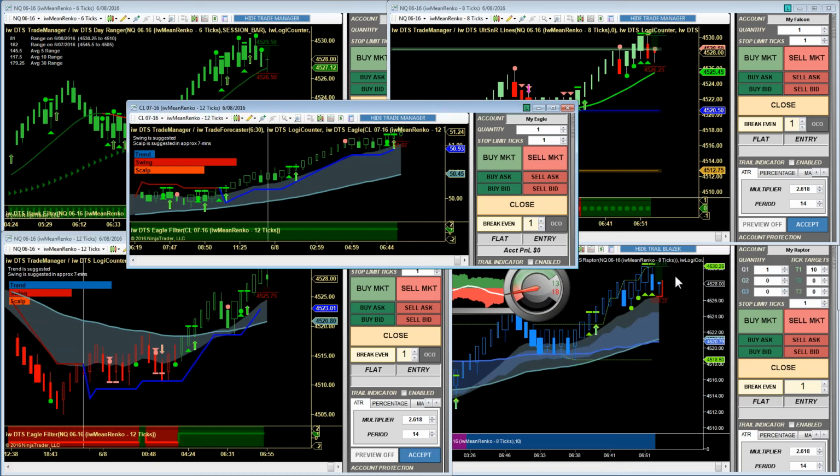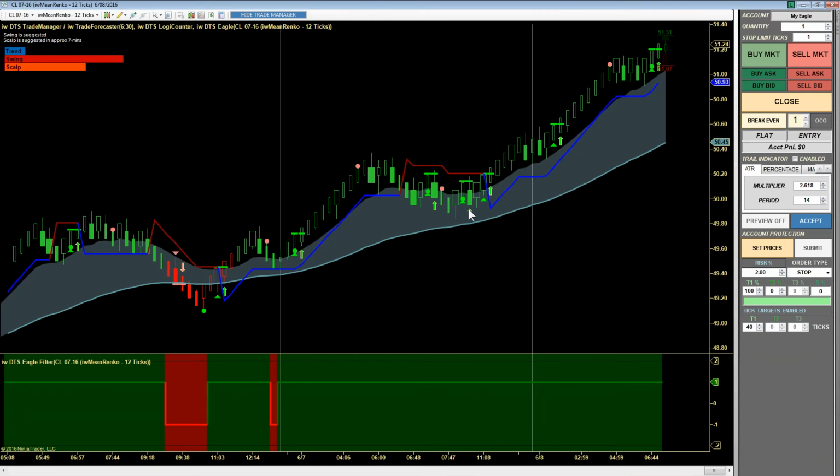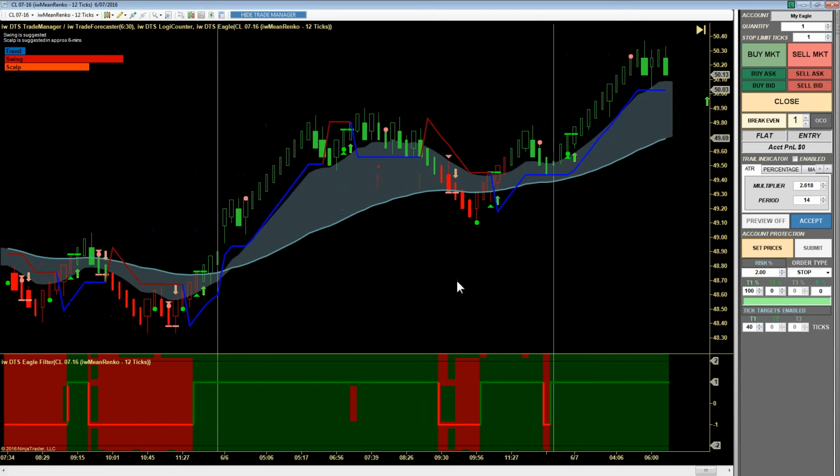I'm just checking to make sure I'm not missing anything here. Okay, so far so good. So that is your basic signal on the eagle. It comes into the hard edge. You look for a reaction. If it's in sync with the ATR, so much the better, and you would look to buy or sell accordingly.